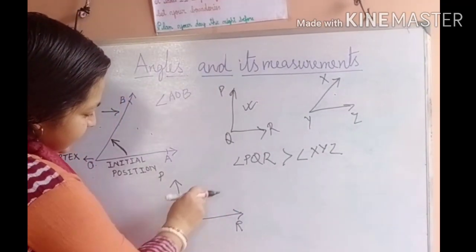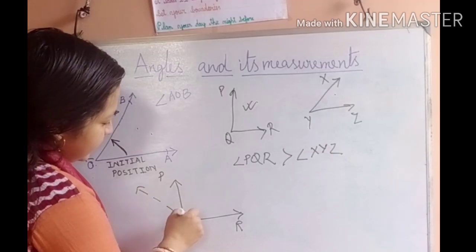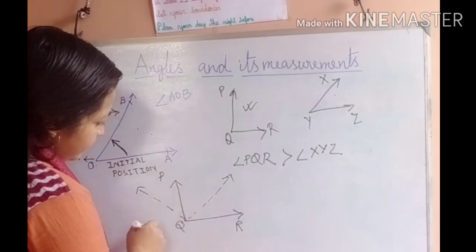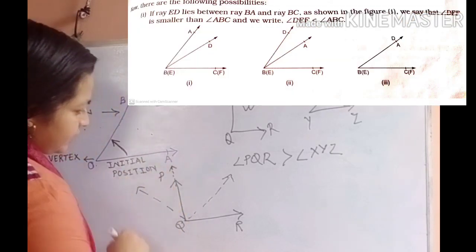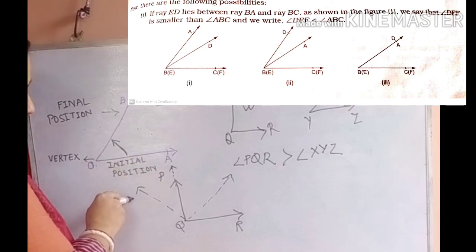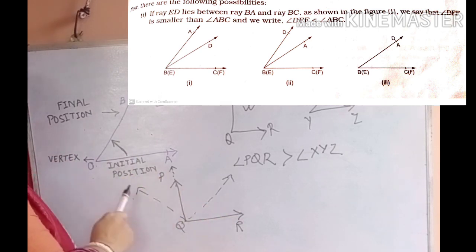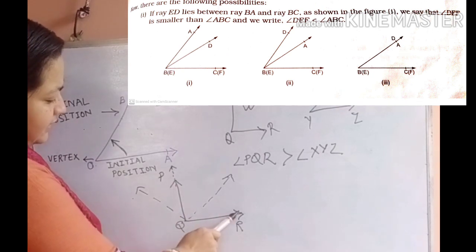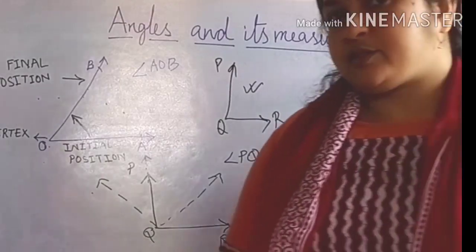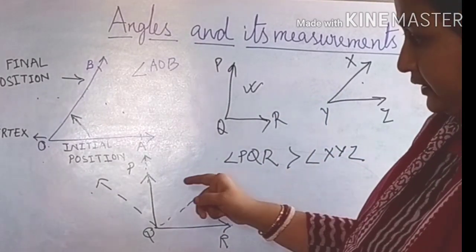Now this angle can be either here, or maybe here, or maybe somewhere near here. So three cases arise. If the angle on the tracing paper is over here, the angle of the tracing paper is bigger. If it is here, then both the angles are equal. And if it lies within this PQR, then it is smaller than PQR. So the first way to compare was by inspection, and the second was by tracing.